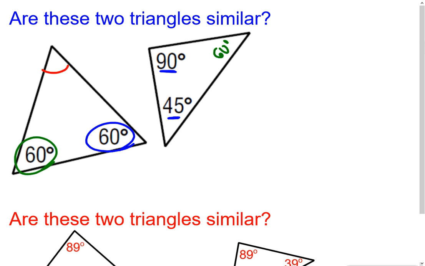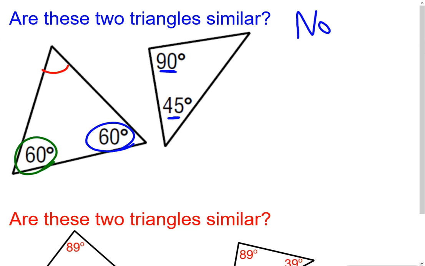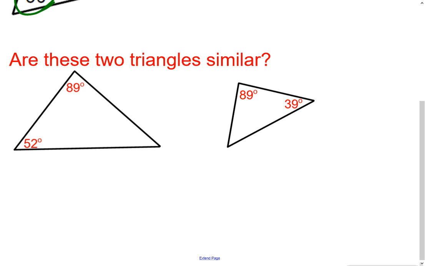Therefore, I know, without going any farther, that these two triangles are not similar. So I'm just going to write, no, they are not. And I erased the 60-degree angle that I had in the top right corner here because this one is not a 60-degree angle. I'll show you how to find a missing angle in this example here, because I'm going to look at this and ask, are these two triangles similar?